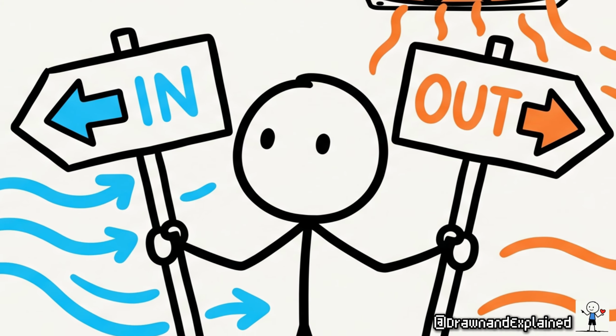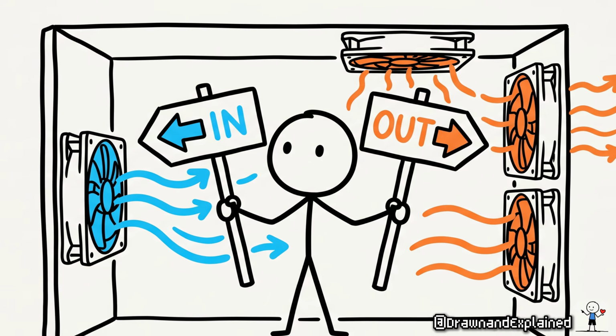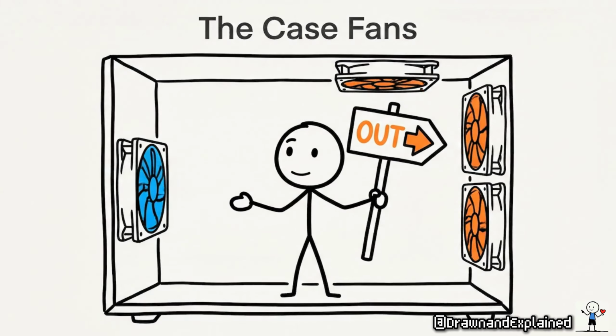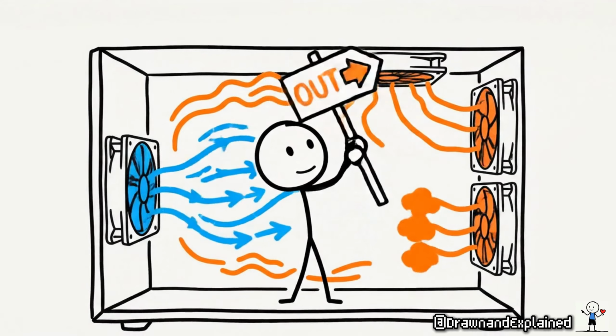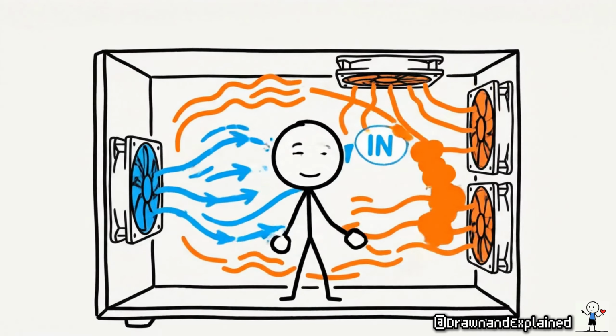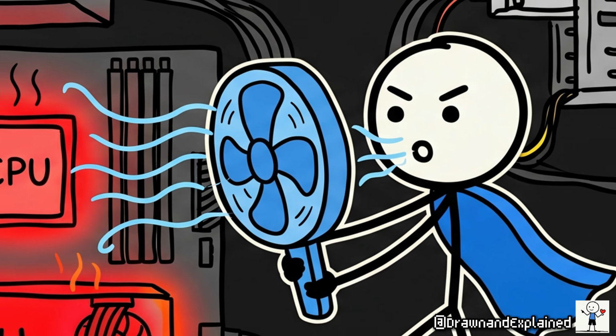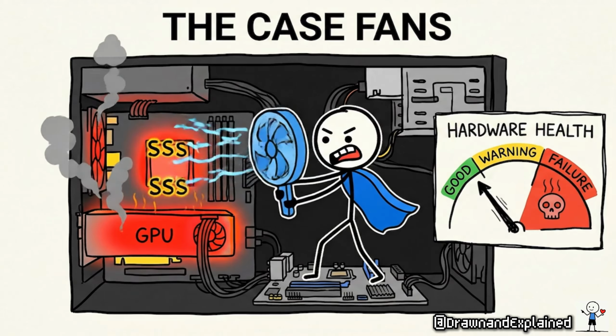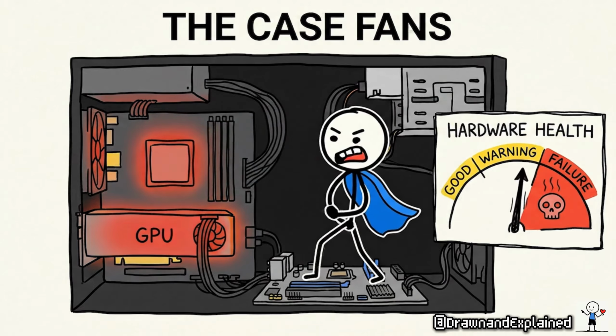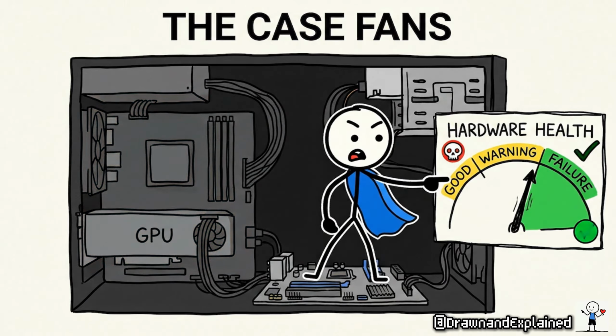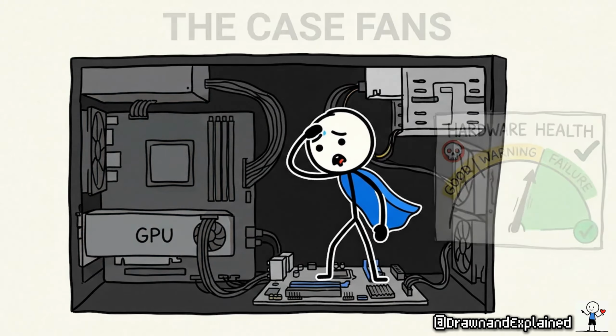Case fans. These are strategically placed around the edges of the case to maintain a constant stream of fresh air. They work in a push-pull configuration, where some fans bring cool air in from the front, while others exhaust warm air out through the back or top. Proper airflow is the only thing preventing the internal components from reaching temperatures that could eventually cause permanent hardware failure.